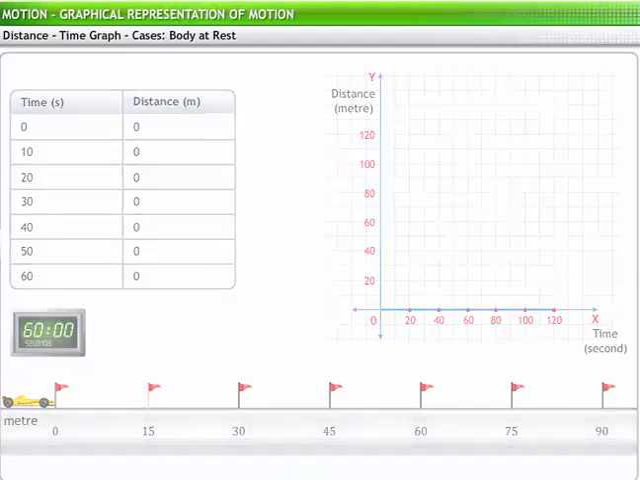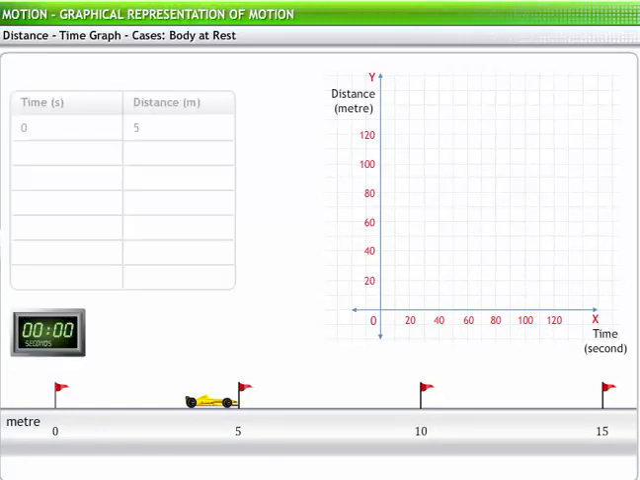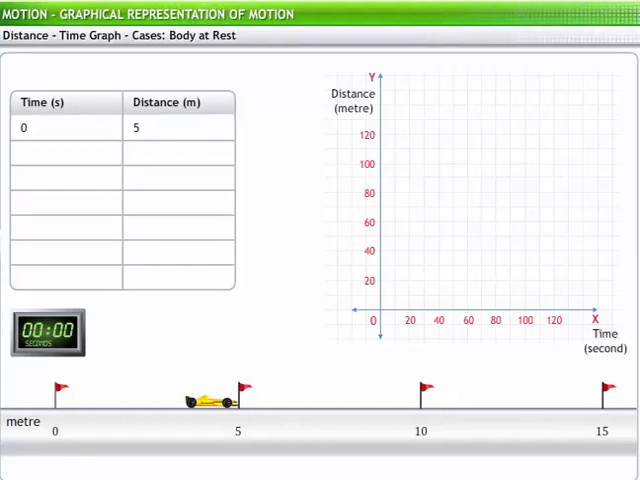However, consider a situation where the body has already travelled a distance of 5 meters. When we start analyzing data on its movement, it means that the body is at 5 meters at 0 seconds. If the body continues to be at the same position for the rest of the time, then the graph is a straight line parallel to the X-axis.